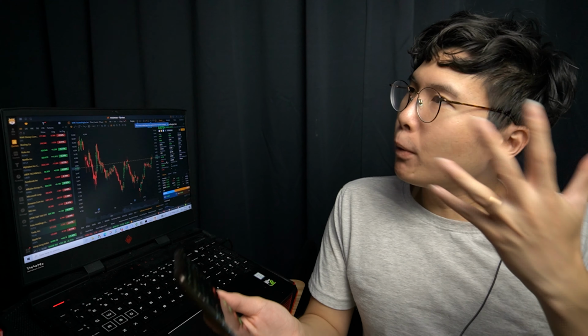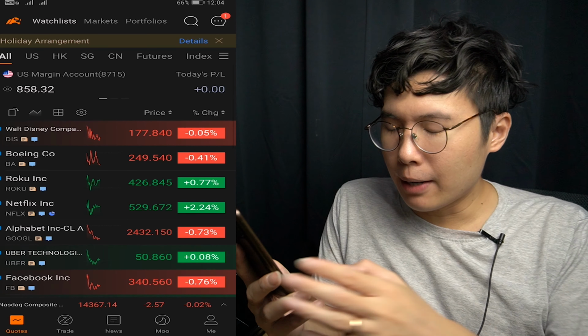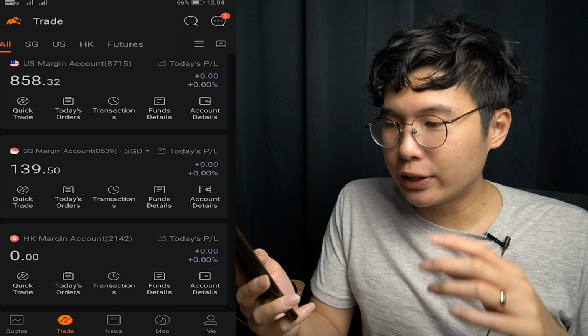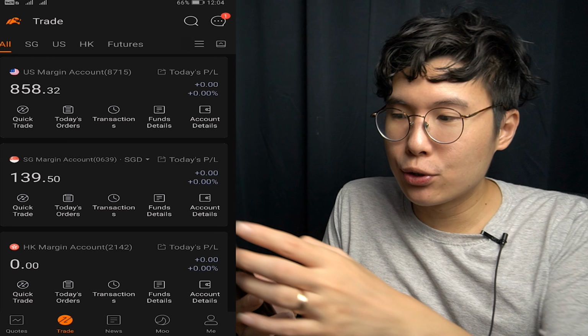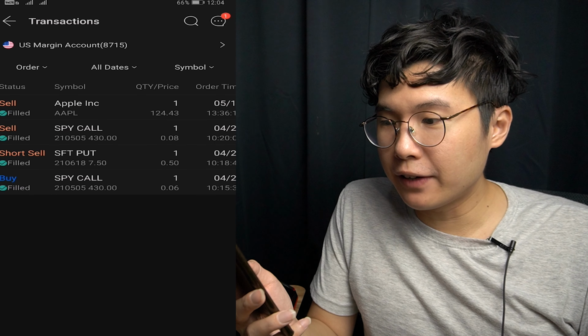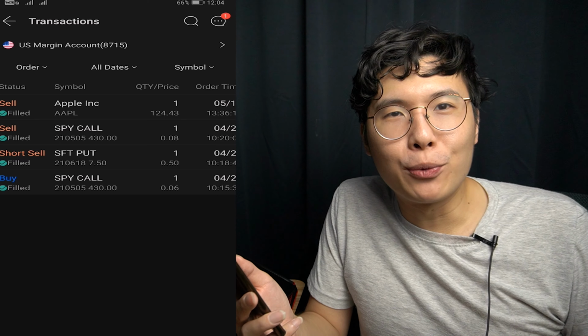So pop it up. Okay, I'm in the quotes page, so I go over to trade. As you can see, I've already converted my Singapore dollars to my US account. If you look at the transaction history, I've actually sold the free Apple share which I got.